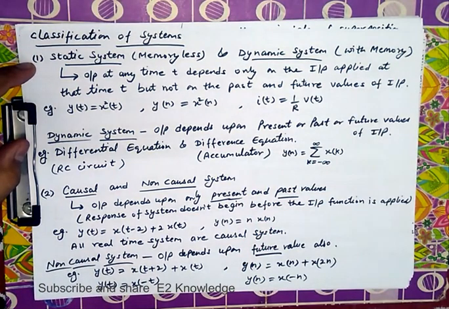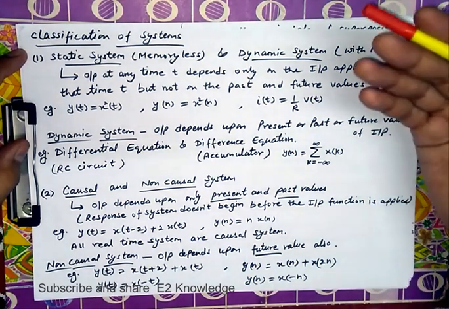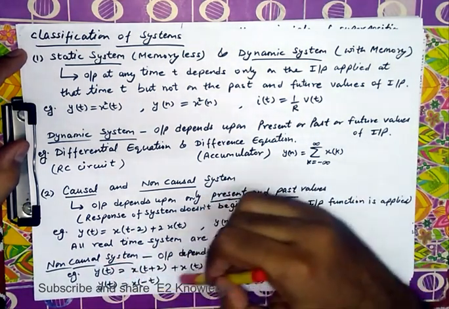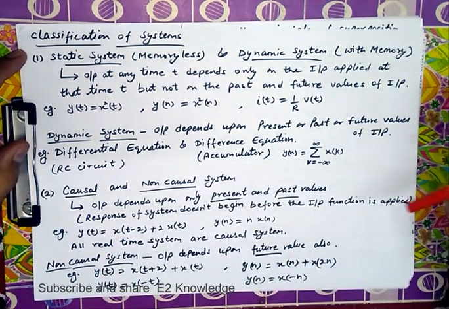Now, non-causal systems are those where the output depends upon future values also. Future value means, for example, y(t) = x(t+2) + x(t). Suppose at t equal to 0, we must know the value of x(2), which is a future value, two time instants ahead. Every t plus value is a future value, so it is a non-causal system.